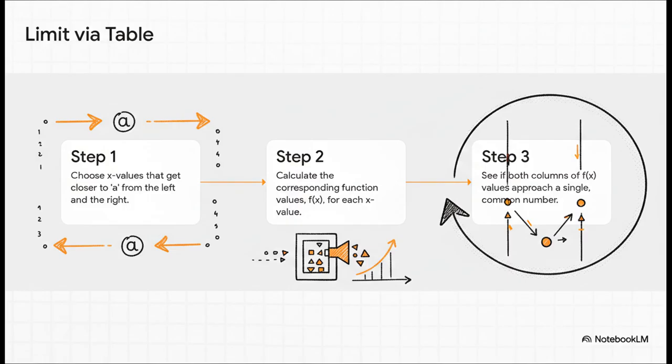All you do is pick numbers that get incredibly close to your point a, but you do it from both sides, a little bit less and a little bit more. Then you just calculate the function's value at each of those spots and watch for a pattern. Are the results from both sides closing in on one single number?